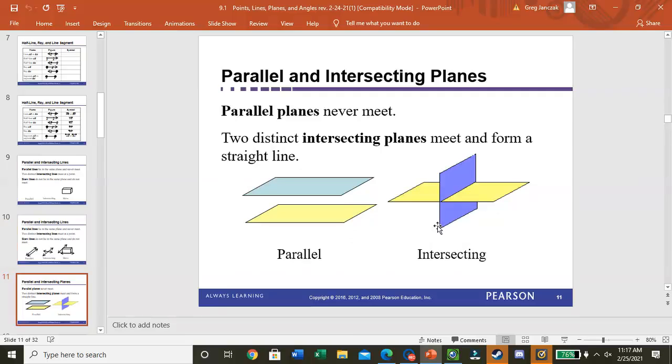Okay, parallel planes, they never meet. They're like railroad tracks, right? But instead of lines, they're actual planes. Like that wall there, that's one plane, the left wall, and the right wall, that's another plane. They would be considered parallel planes. If they were to keep going, they would never meet. Whereas intersecting planes intersect. So in other words, this wall here is one plane and the side wall is another plane. You can see where they intersect. Okay. All right. Any questions with that?